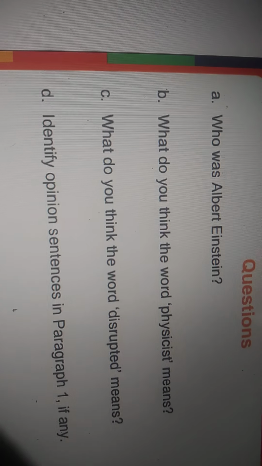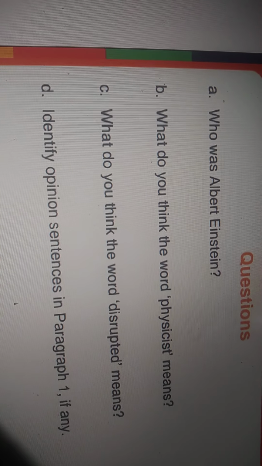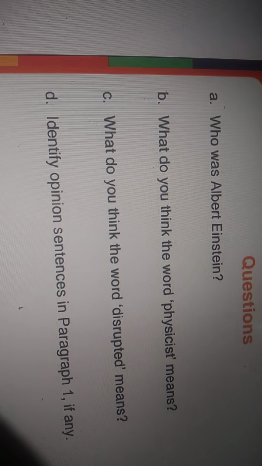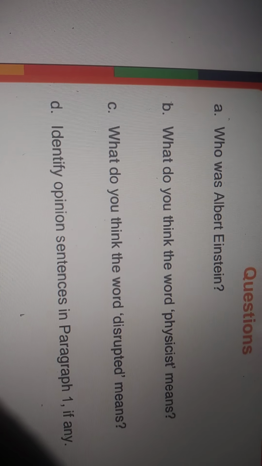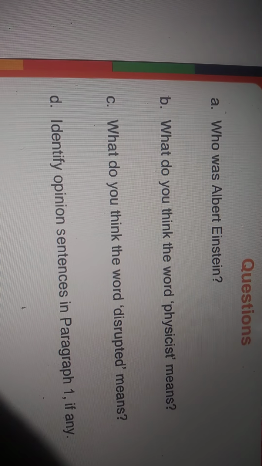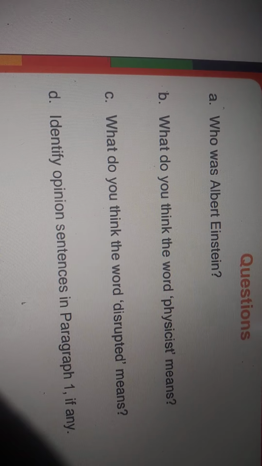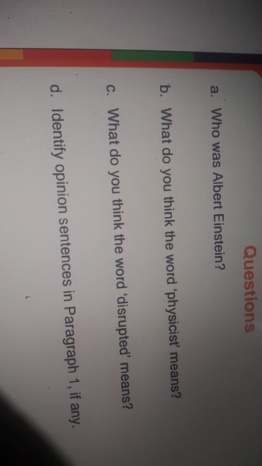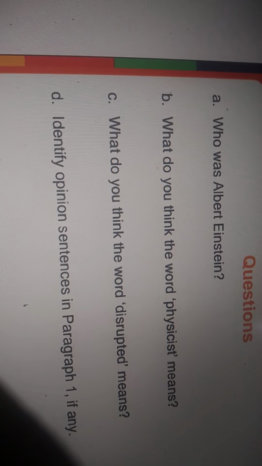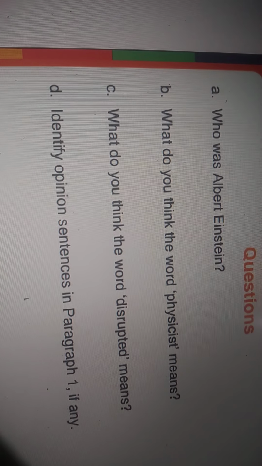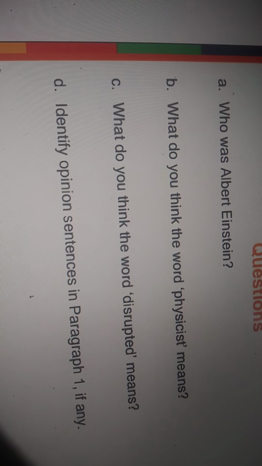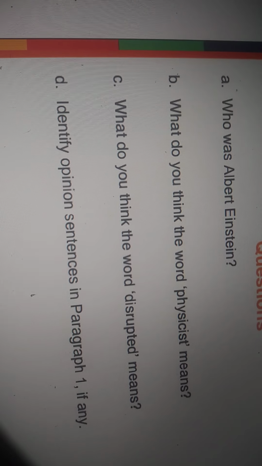Children, can you understand about him? So let's answer the questions. So who was Albert Einstein? Yes, a great physicist, a great scientist and a mathematician. What do you think the word physicist means? Physicist, a person who studies physics. Yes. What do you think the word disrupted means? Disrupted, a certain pause, a certain stop.